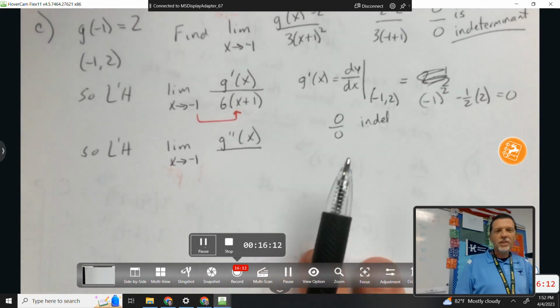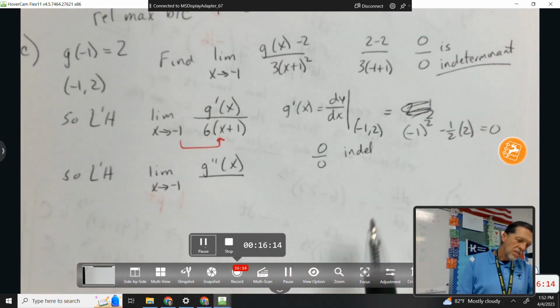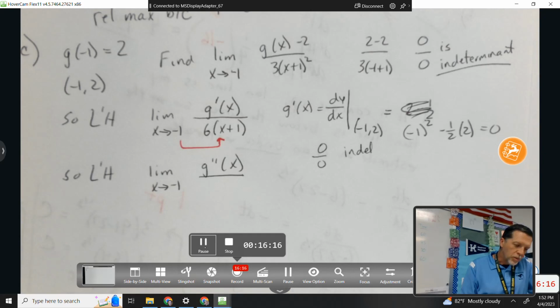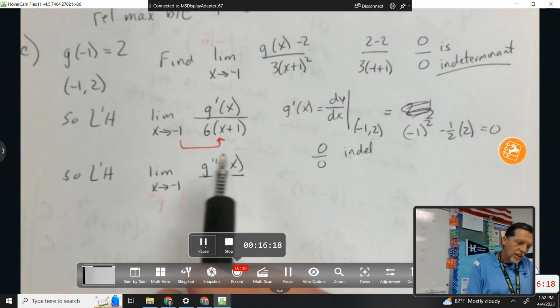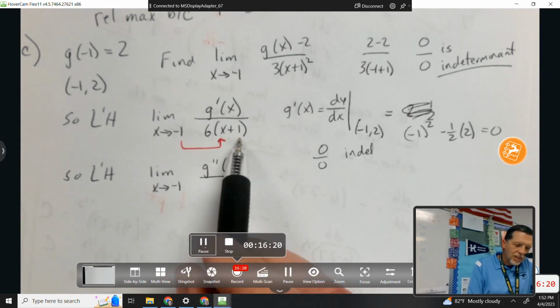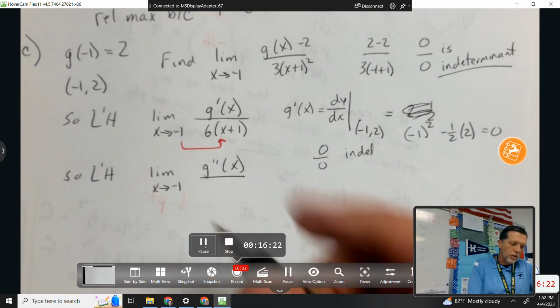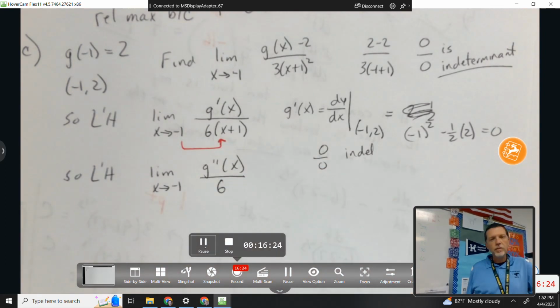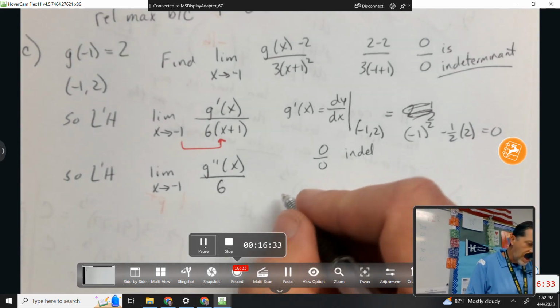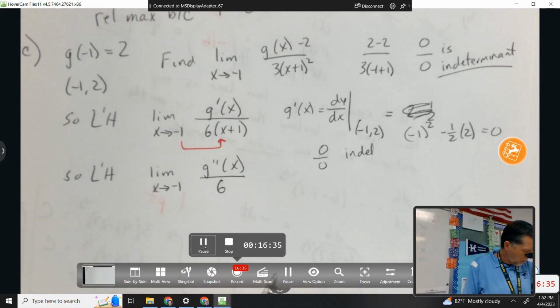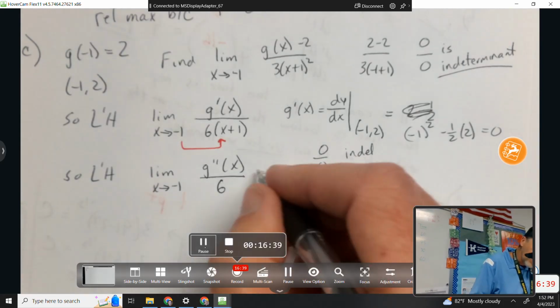Now we're down to part C. L'Hopital, L'Hopital, L'Hopital. Well, actually just twice. The derivative of 6x plus 6, I would just distribute that. The derivative would be 6. So I'm not getting 0 in the bottom, so no more L'Hopitals. And they gave us G double prime, because they had us find the second derivative.